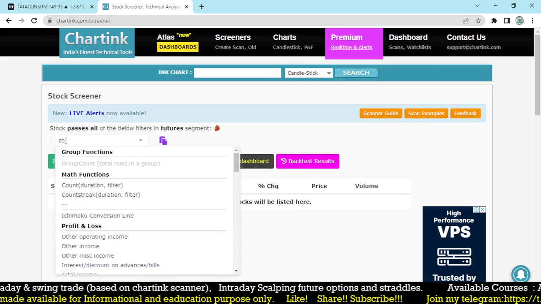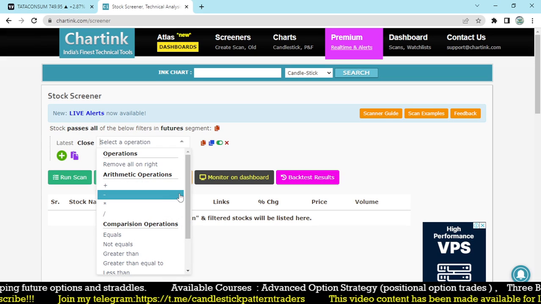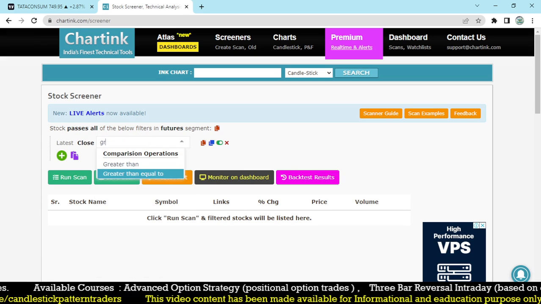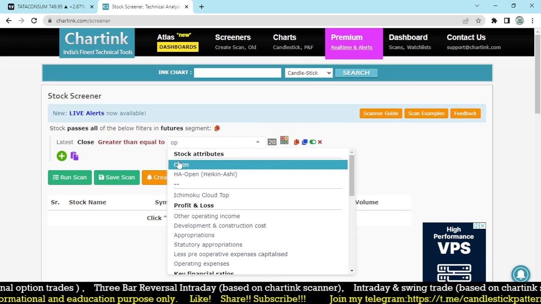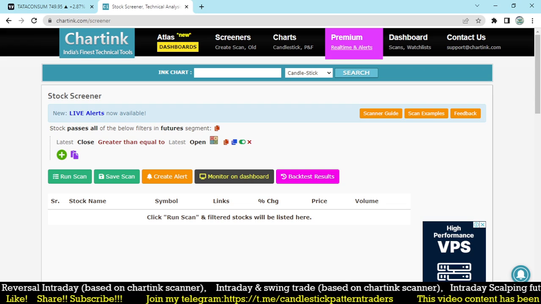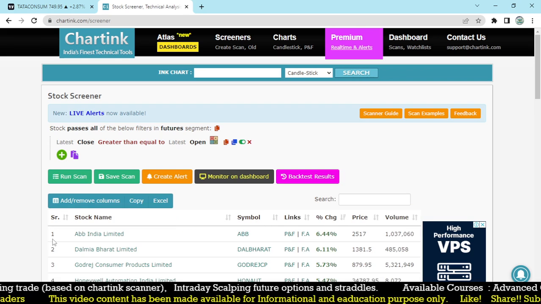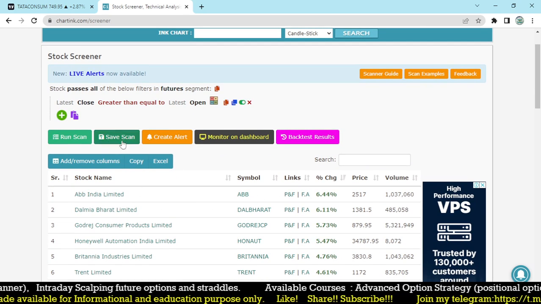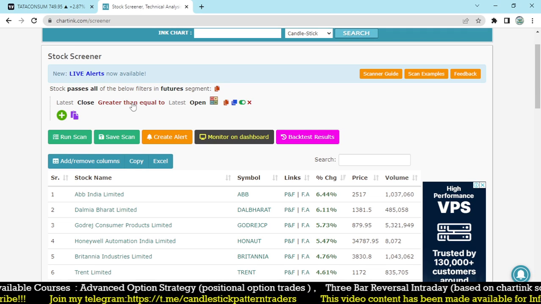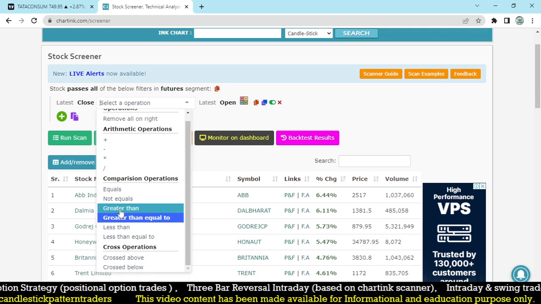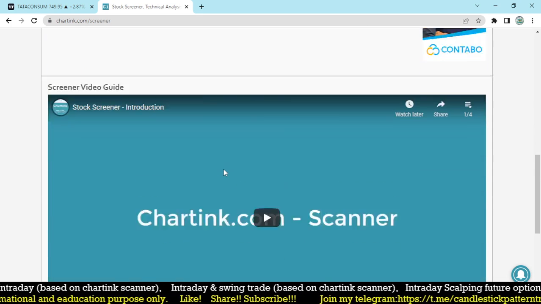I'm going to create a doji candle. First of all, I'm going to take the close. The latest close must be greater than or equal to open. So close equals open. Most of the time, if you look at the latest close, we have to create equals, right? But I am giving you conditions here. If you apply these, no stocks were filtered.